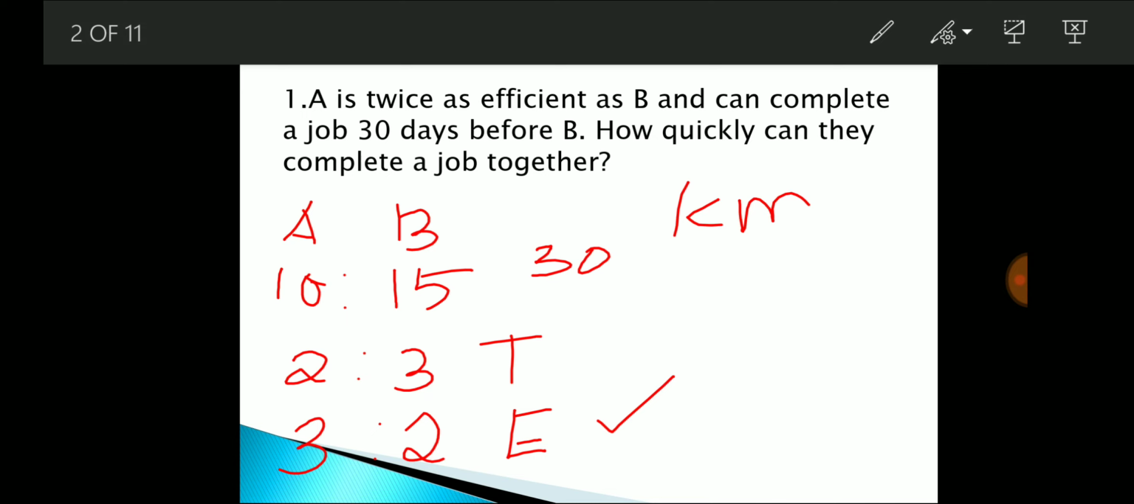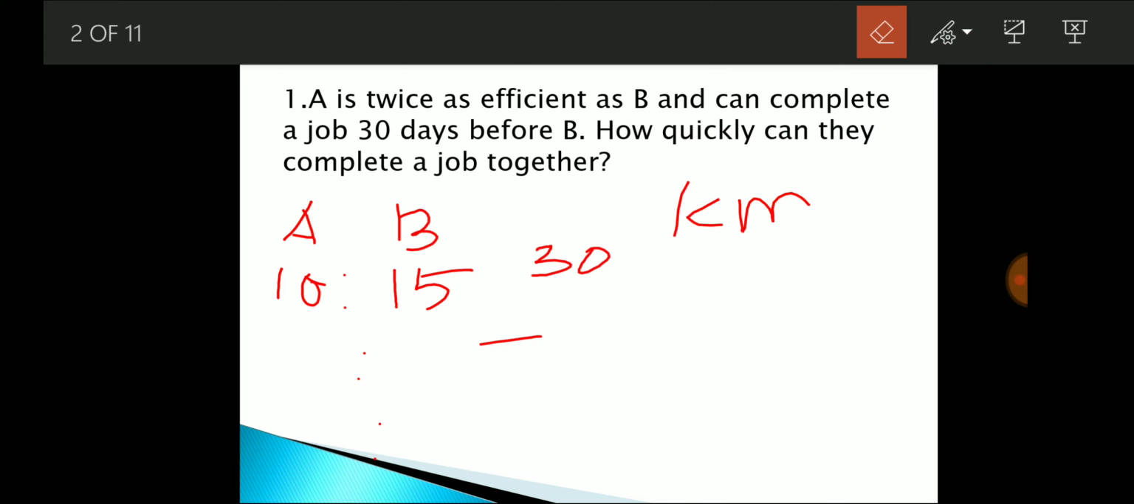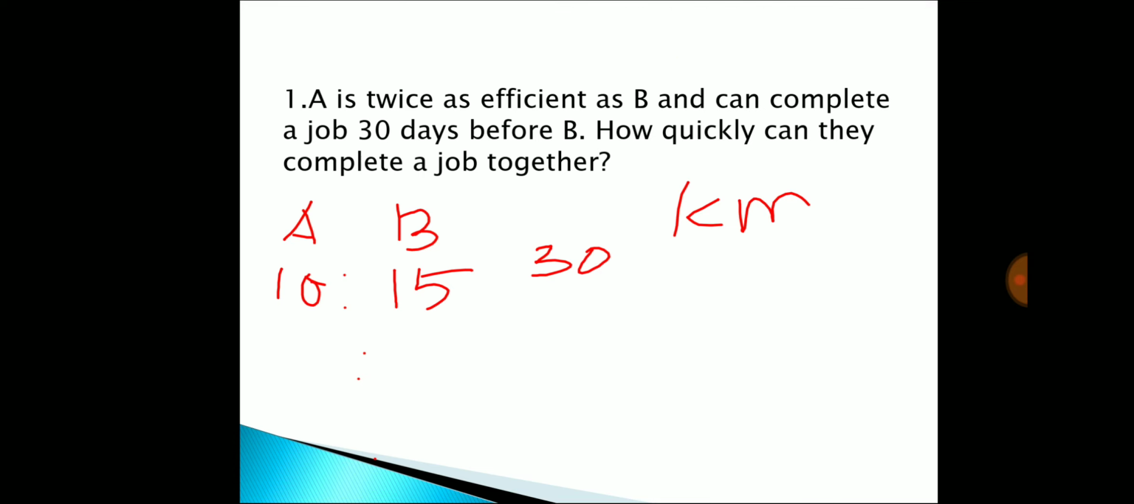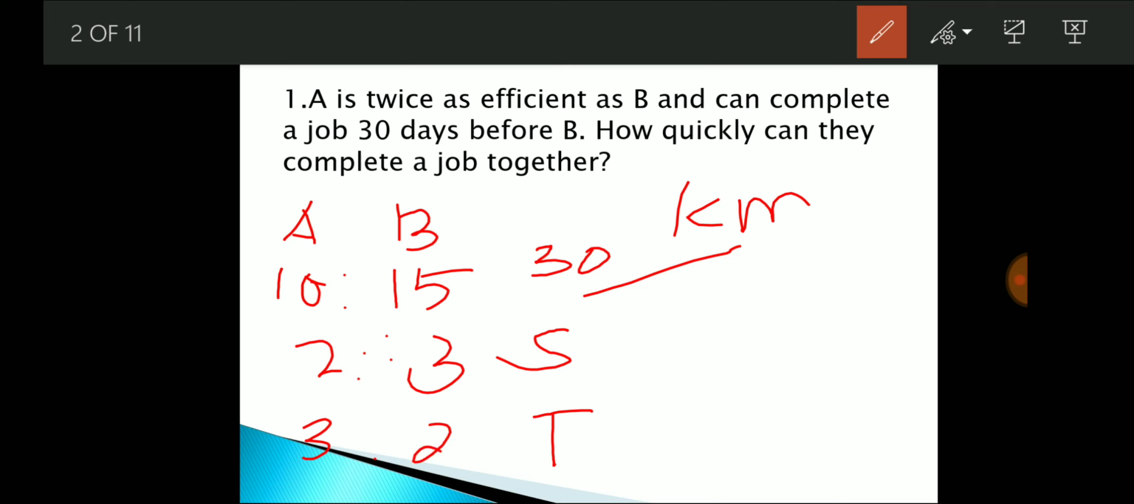I've taken it a bit different because the previous question was different and now it's different, but the answer is going to be the same. A is traveling at 10 kilometers per hour and B at 15 kilometers per hour, so the speed is in the ratio 2:3. Let's assume they have to travel this 30 kilometers. Then at 10 kilometers per hour A is going to take 3 hours, and at 15 kilometers per hour B is going to take 2 hours.